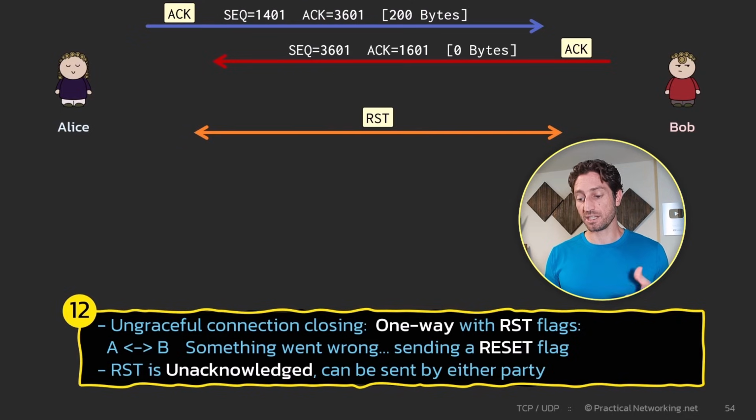Notice, again, it does not have to be acknowledged. It's simply a quick exit from this particular TCP conversation. If Alice and Bob still need to exchange data with each other, then they'll start a new TCP conversation and the entire process will start all over. And that is idea number 12.